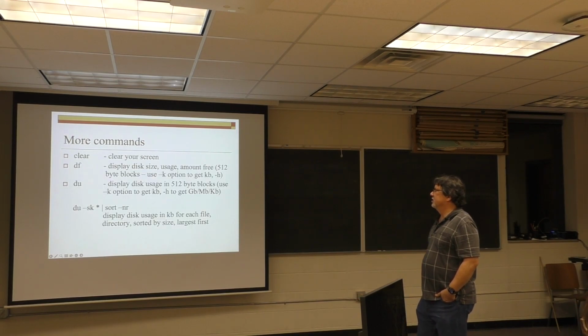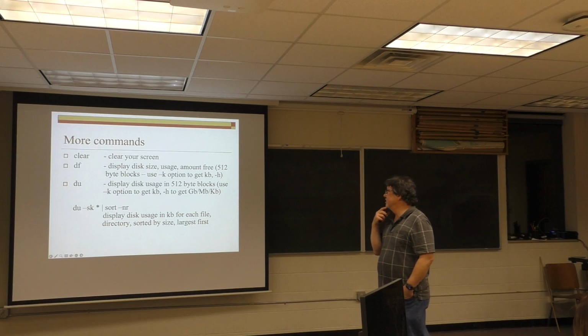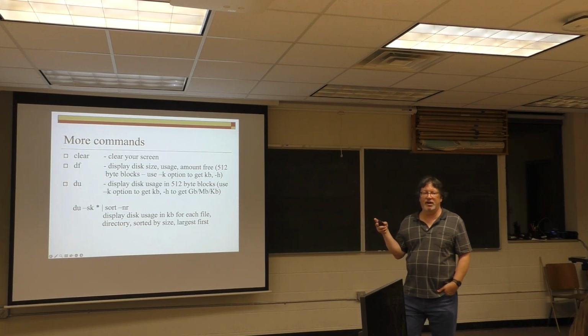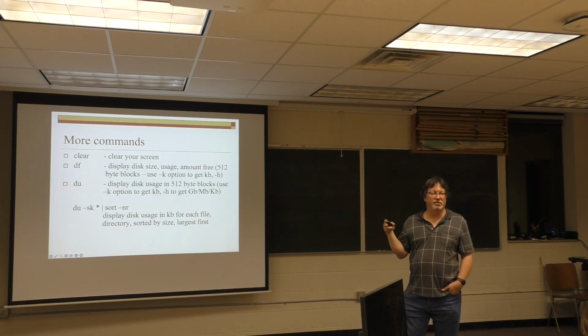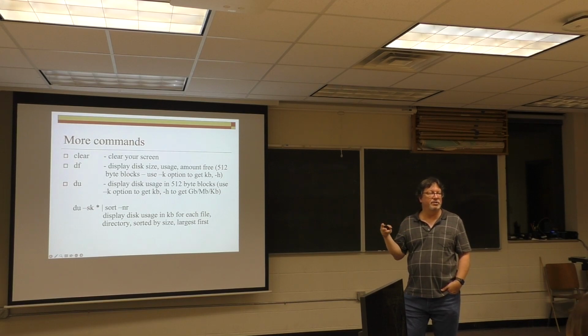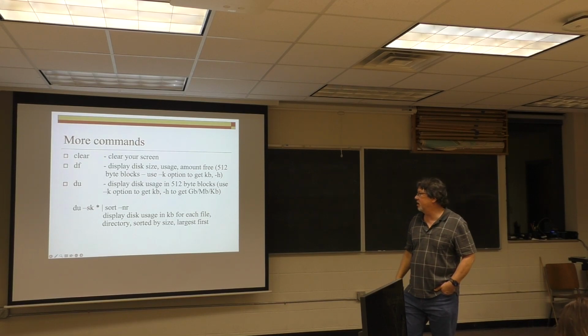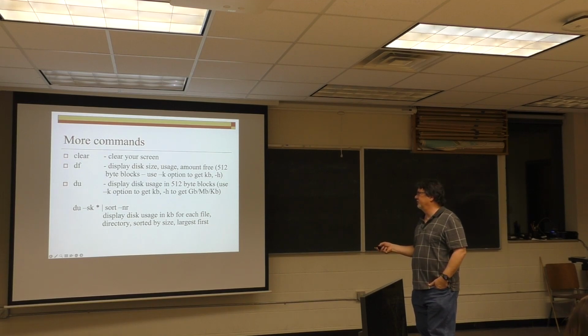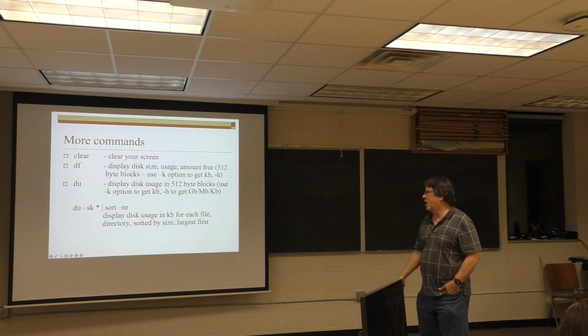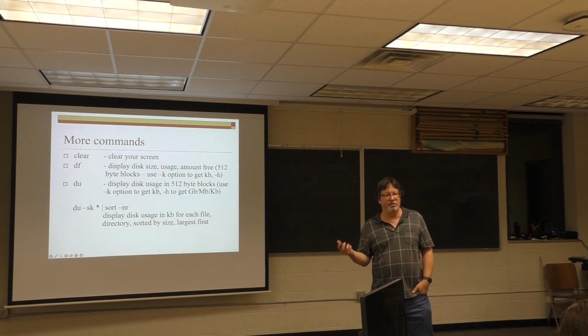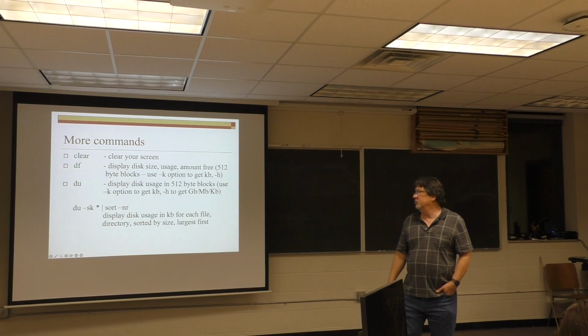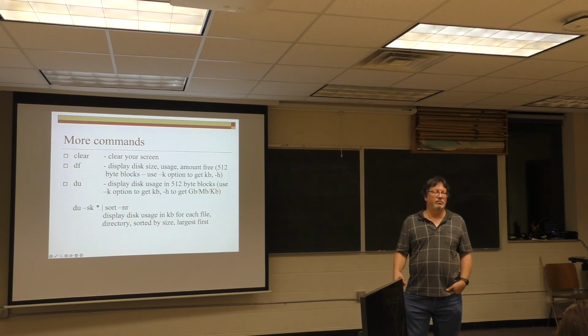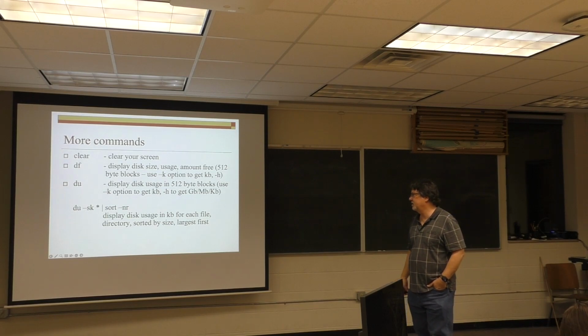A bunch more commands. You can type clear, and it'll clear your screen. You can type df, and it will show you all of the file systems on the operating system, how much space they have, and how much they're using, how close to full they are. du is disk usage. That will tell you, in 512-byte blocks, how much space each file and directory is using. You can use the -k option to turn that into kilobytes, because I think those are more logical than 512-byte blocks.